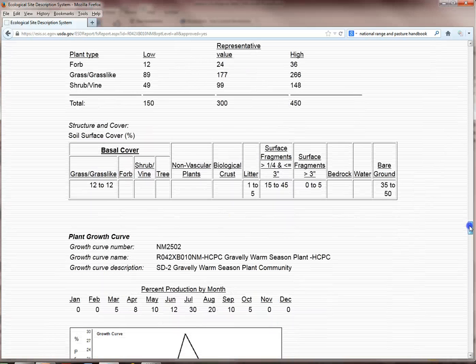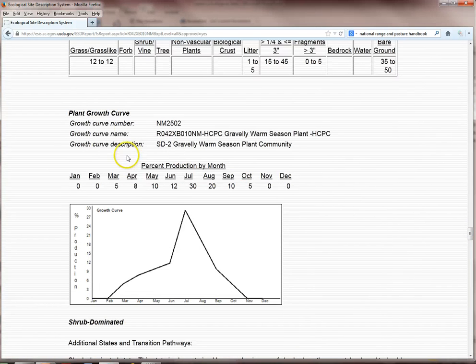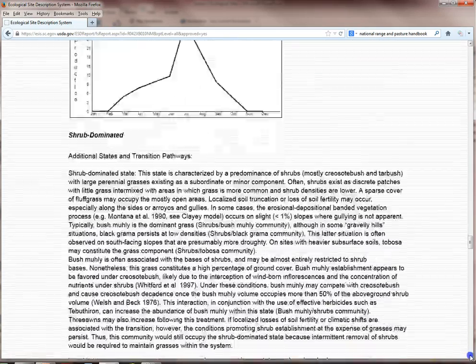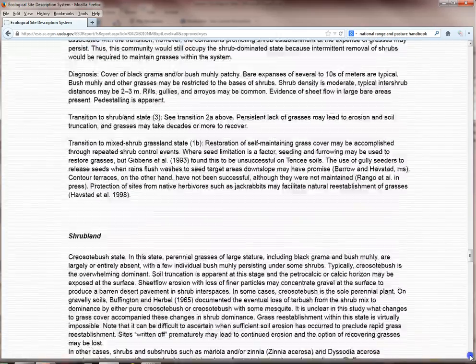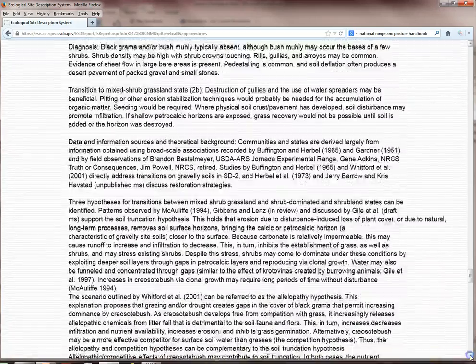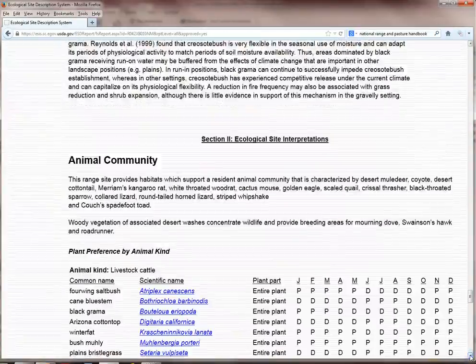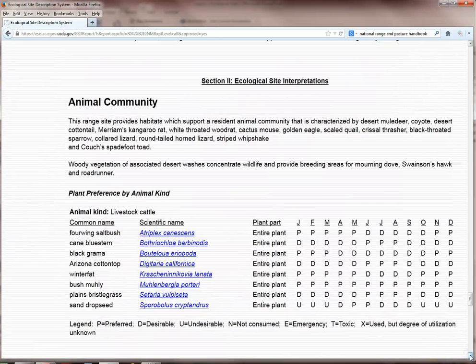We also get information about the typical plant growth curves, when we would expect to see most of the production, and this site would be in the peak months between May and August. There's also more information about the other types of communities and the states and the vegetation production that we would see.